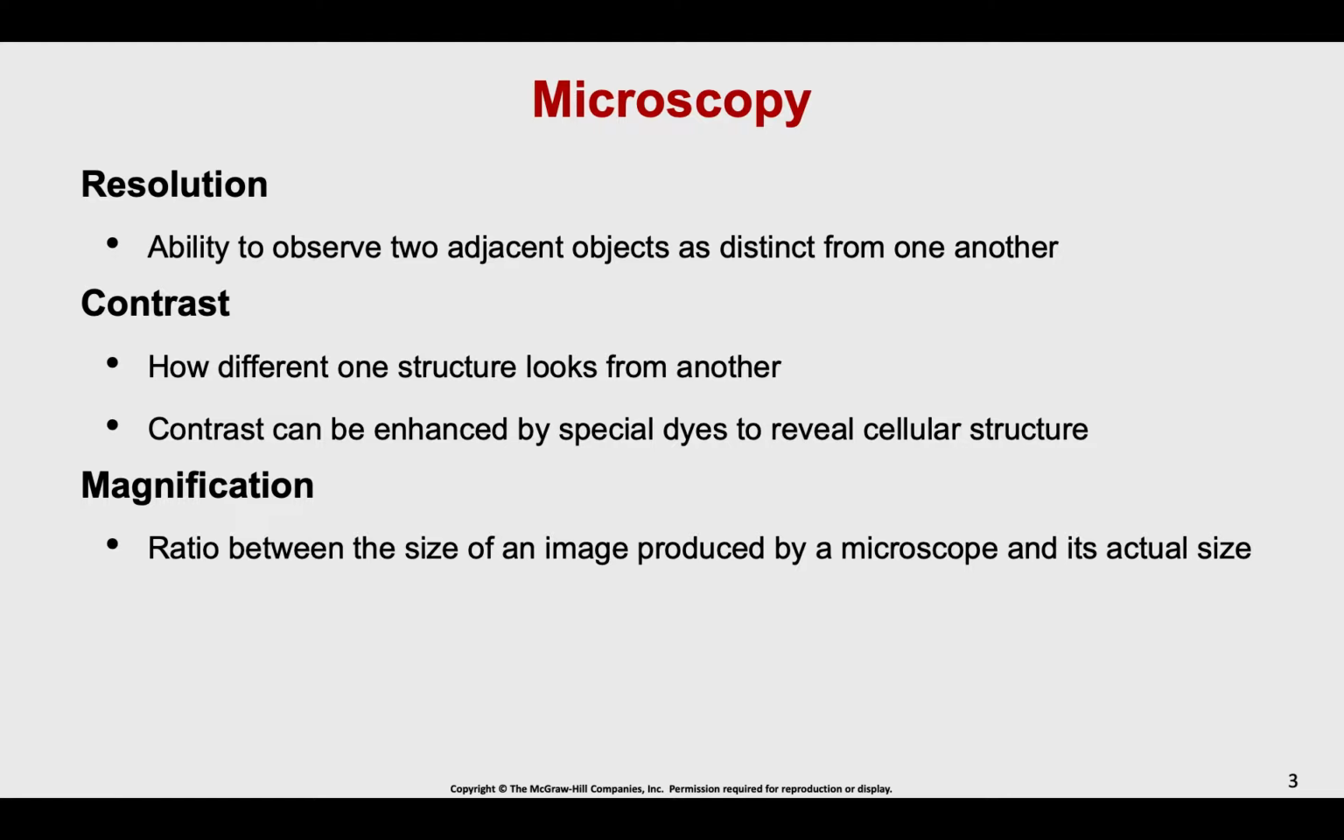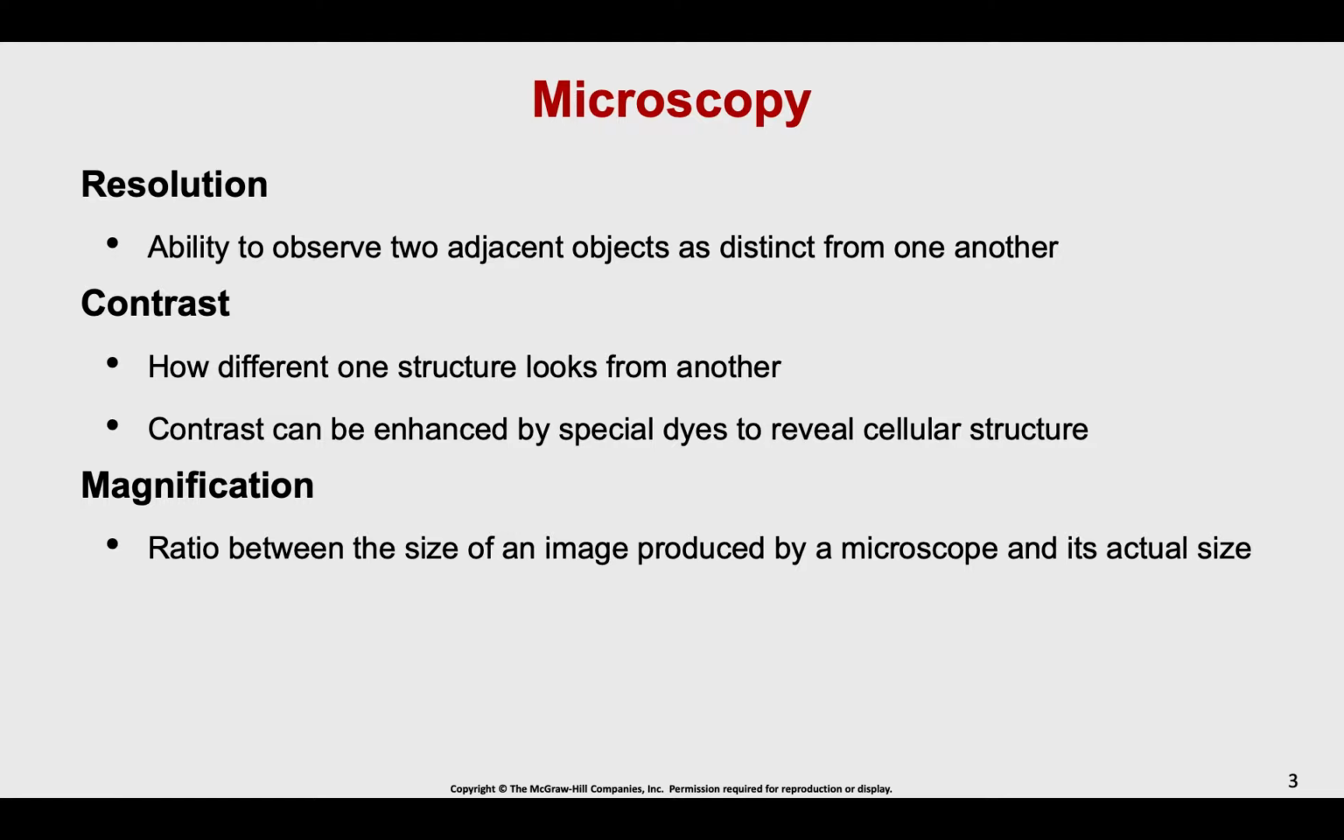All right, so how do we know what cells look like? We're looking through a microscope. We're employing microscopy. And microscopy can give us a few different things. All right, so it can give us different resolutions. All right, so the ability to observe two adjacent objects as distinct from one another. All right, so maybe we're looking at chromosomes in a cell.